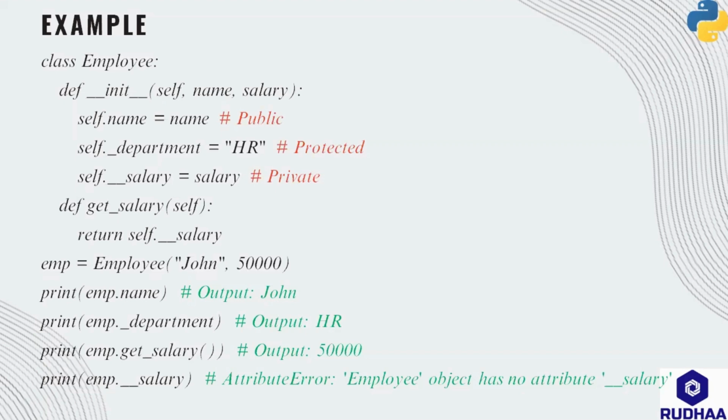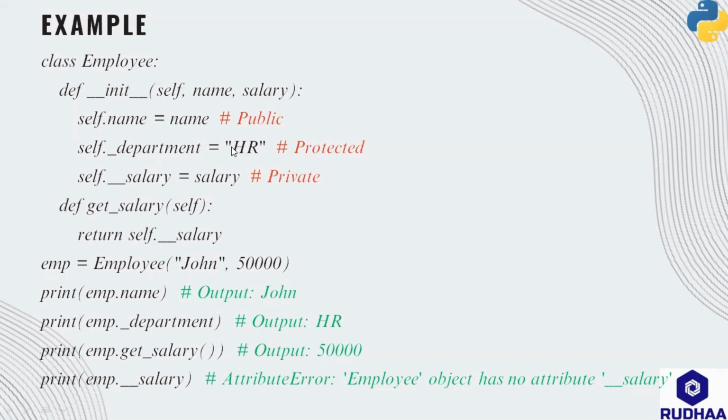So we have an example for encapsulation. Here we have a class called Employee. Inside the Employee class, we are defining name and salary. self.name = name, which is a public attribute. Here we didn't use any underscore, so it is a public attribute. This is not encapsulated. And next we define the department using self._department = HR. So this is a protected attribute. This is used only within the class, not outside the class.